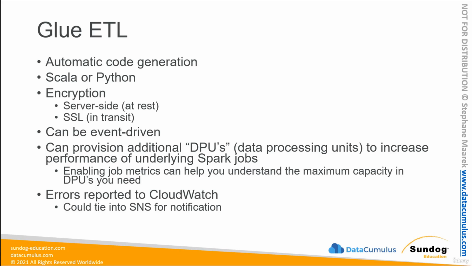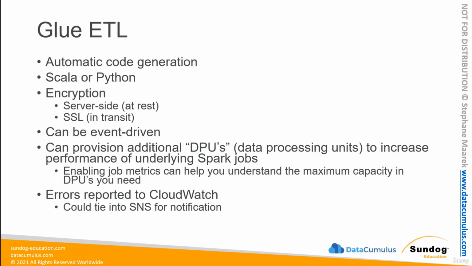How do you know how many DPUs you need? Well, you can enable job metrics in your Glue ETL job to help understand the maximum capacity that you do need. So the process for figuring out how many DPUs you need to set for your cluster is to enable job metrics, study those, and then set the maximum capacity for DPUs in your job ahead of time. So that's the process you follow for tuning the performance of your Glue ETL job. If there are errors encountered along the Glue ETL pipeline, you can have those reported to CloudWatch automatically. And if you want to be notified of those, you could even tie CloudWatch into SNS to make sure that you get notified or get a text message or whatever it is if your ETL process runs into trouble.